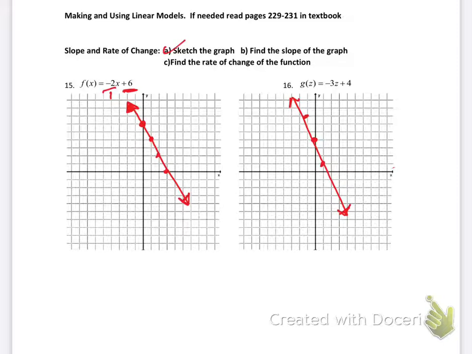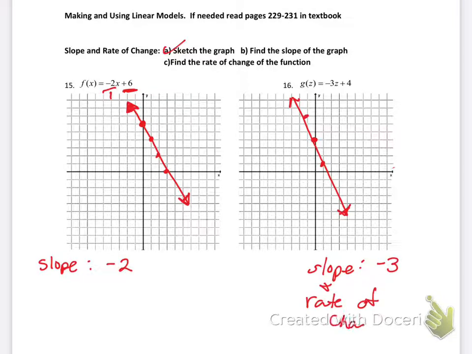And then it says find the slope and the rate of change. So these are the same. Slope, rate of change, negative 2. This slope was negative 3, which is also rate of change for both. Okay.